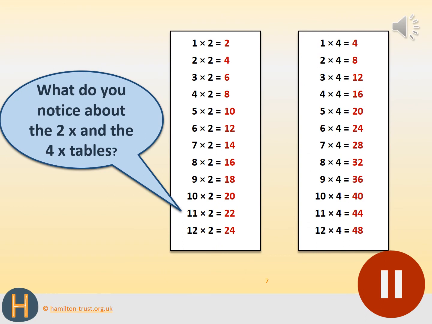What did you notice about the 2 times table and the 4 times table when you wrote these down? Having a look at these 2 columns written here, what are the similarities? What has happened in the 4 times table? Pause the video. You may want to discuss this with your adult at home, or you may want to write a sentence about it underneath your times tables.